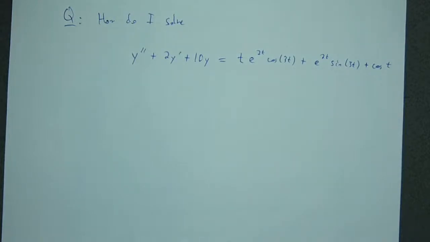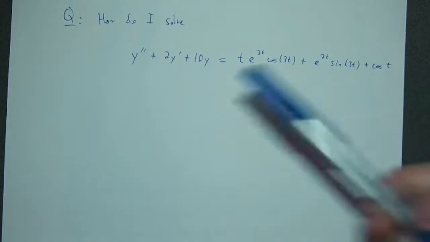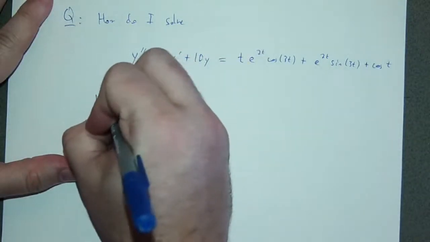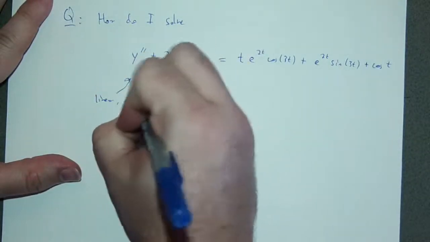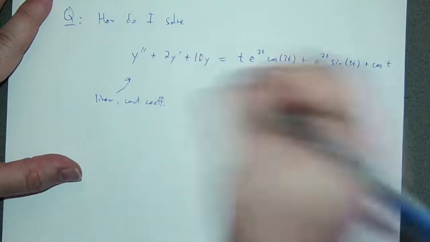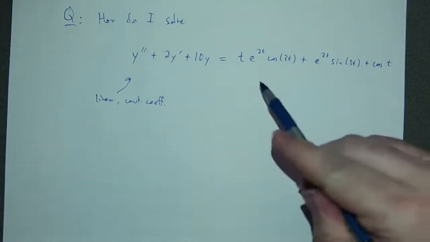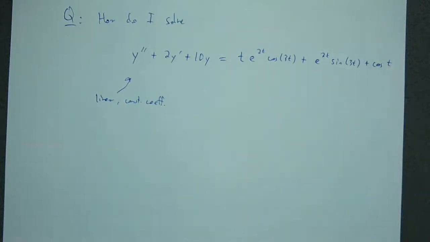So, how do I solve this? The left-hand side is linear with constant coefficients. So it's the only other thing I need to be able to apply either undetermined coefficients or key identities. Well, I need this to be in characteristic form. Is it? No, it's not.